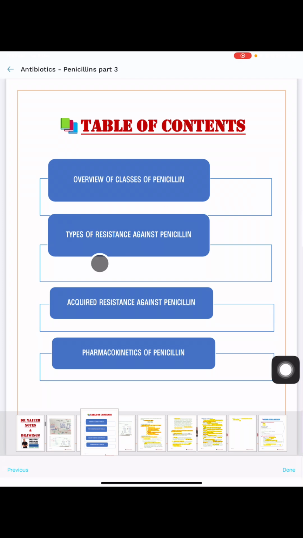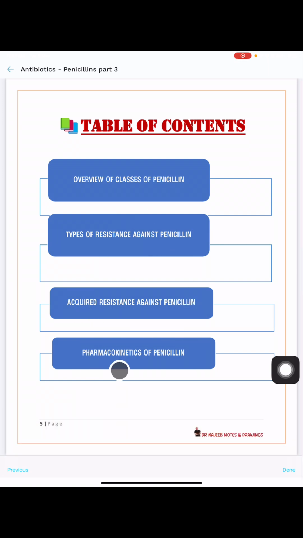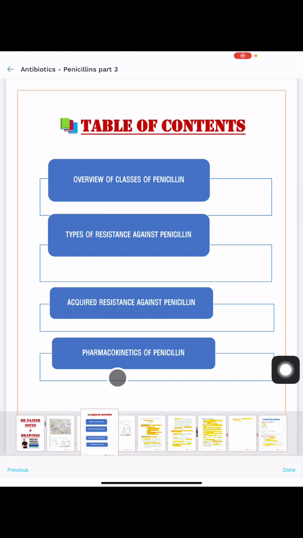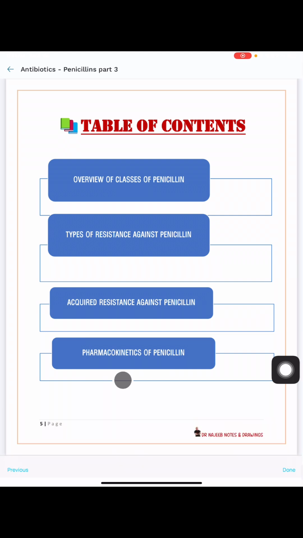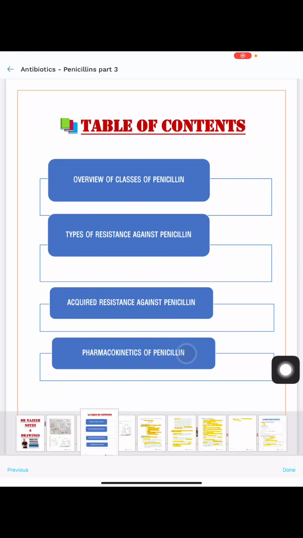Okay, now types of resistance against penicillin, natural and acquired ones of the bacteria. Resistance in bacteria for penicillin, then acquired resistance against penicillin in detail we have to see, and then we have to talk about the pharmacokinetics: what the drug is doing, and what the body will do to the drug when it is taken inside. That is the pharmacokinetics of penicillin.